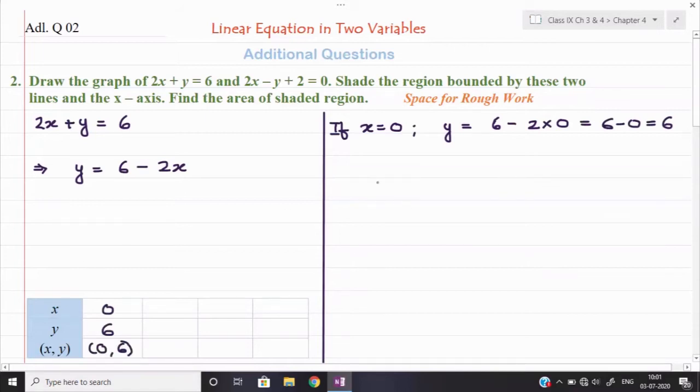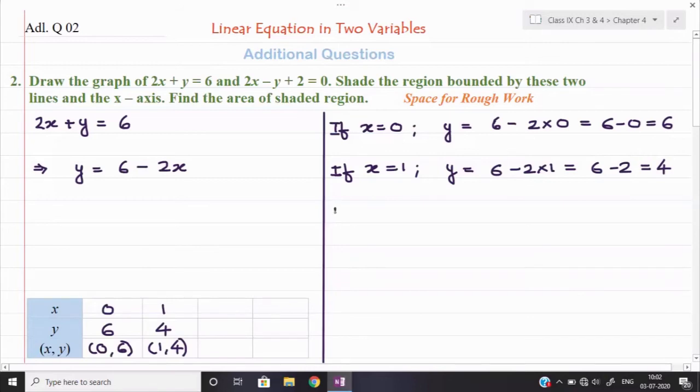Similarly, if I take the value of x is equal to 1, okay, so in that case value of y will be equal to 6 minus 2 into 1. 2 into 1 will be equal to 2. So 6 minus 2 will be equal to 4. So here the value of x is equal to 1, y is equal to 4. So the coordinate will become here 1 comma 4.